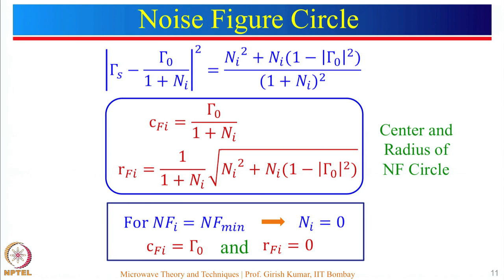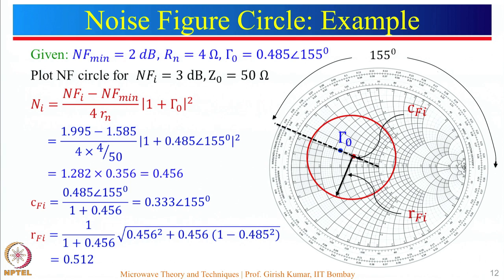So, let us see now how we can use this particular information and the information which we had studied in the previous lectures about the constant gain circles. Let us combine these two and then design a low noise amplifier. But before that, let us take a noise figure circle example. So, here NF min is equal to 2 dB, Rn is 4 ohm, gamma 0 is 0.485 at an angle of 155 degrees. These are specified. So, we want to plot the noise figure circle for NFi equal to 3 dB, Z0 is 50 ohm.